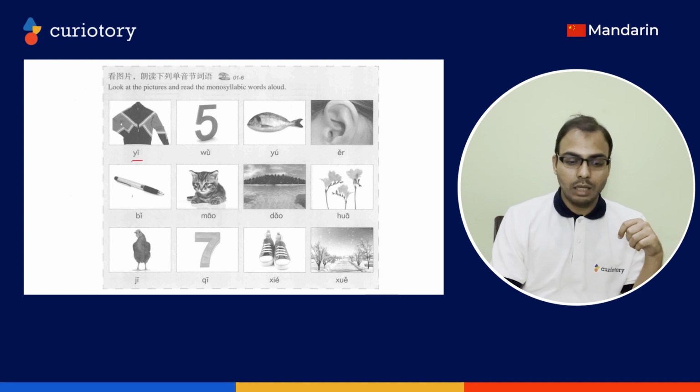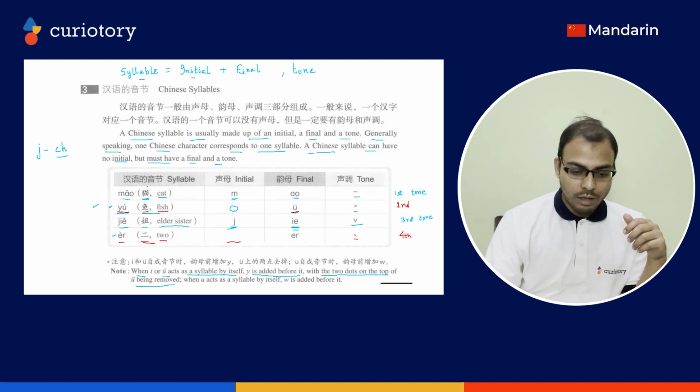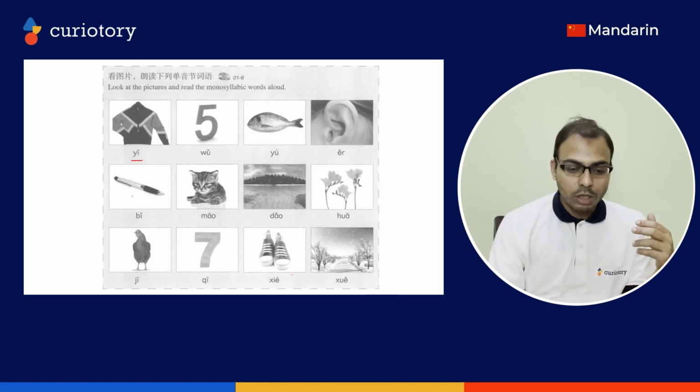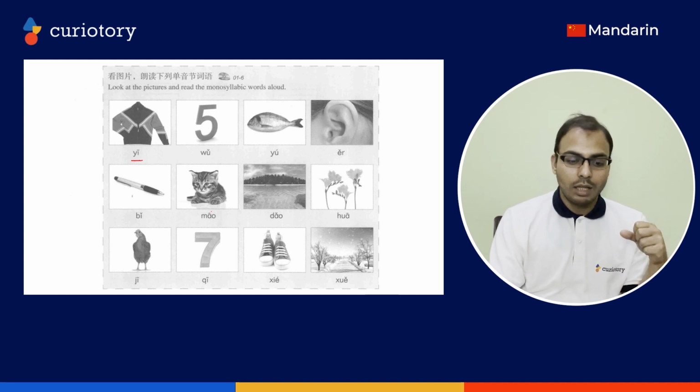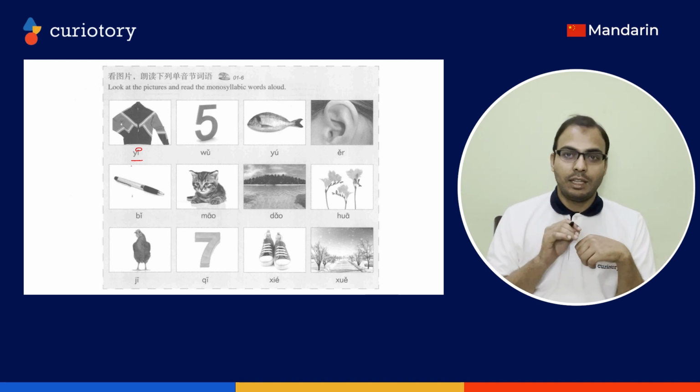In this case you don't have to pronounce Y. Note here it is written, when I or U acts as a syllable by itself, Y is added before it. So you don't need to pronounce Y. And what is the tone mark? First tone. So what is the rule for first tone? Drag a while.